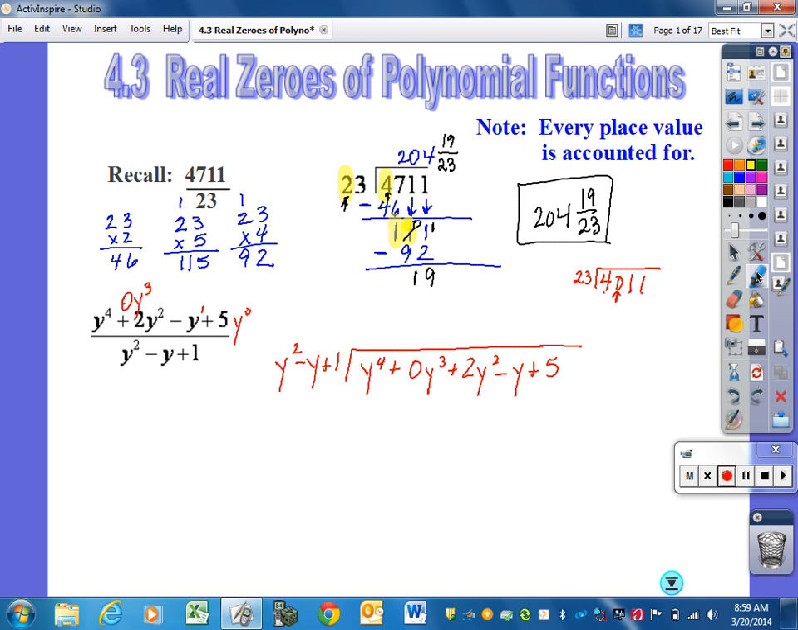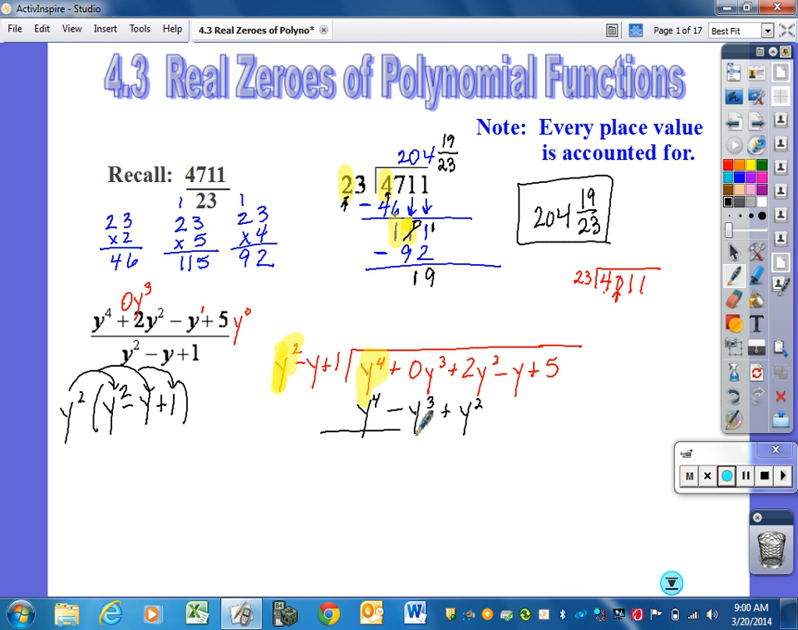And I'm going to follow this process. First digit into first digit. y squared divides into y to the 4th how many times? y squared times. So over here you'll do y squared times y squared minus y plus 1. And when you distribute that out, you get y to the 4th minus y cubed plus y squared. Draw your line. And now I need to subtract.